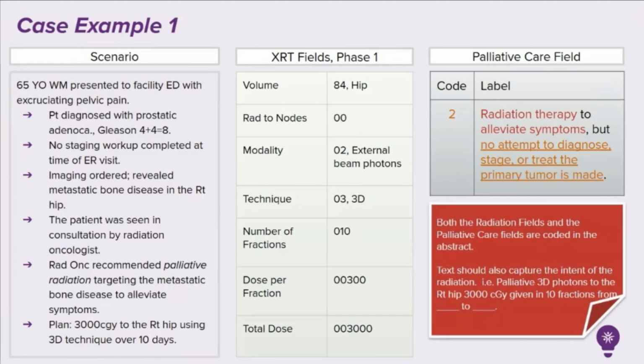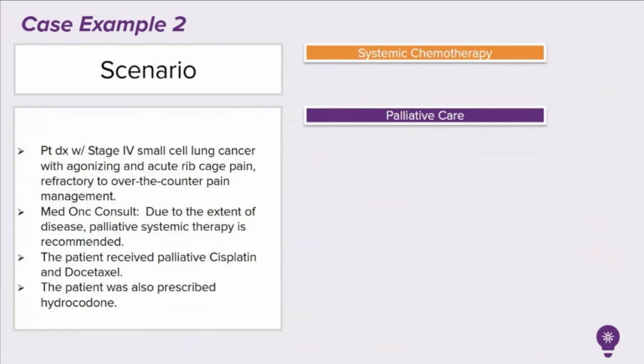Both the radiation fields and the palliative care fields are coded in the abstract. Text should also capture the intent of the radiation, i.e., palliative 3D photons to the right hip, 3,000 cGy given in 10 fractions, and the dates of treatment. Let's look at another case.